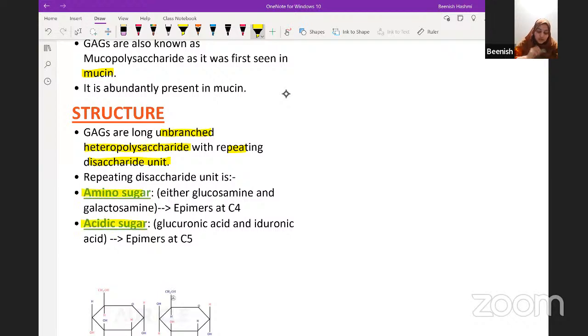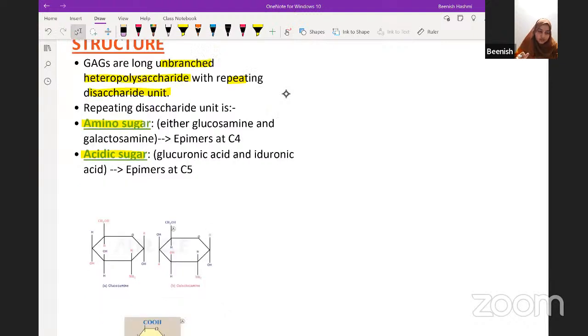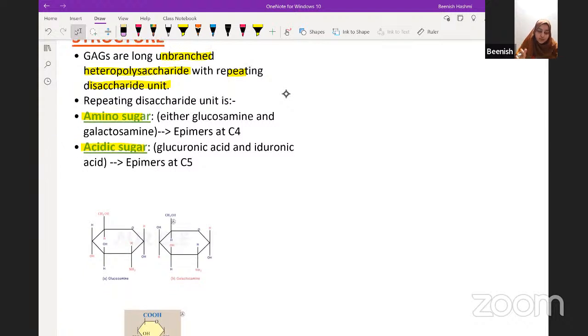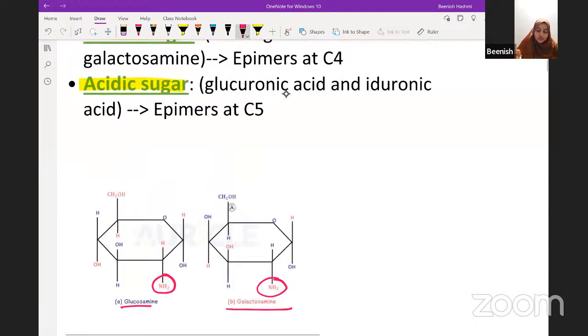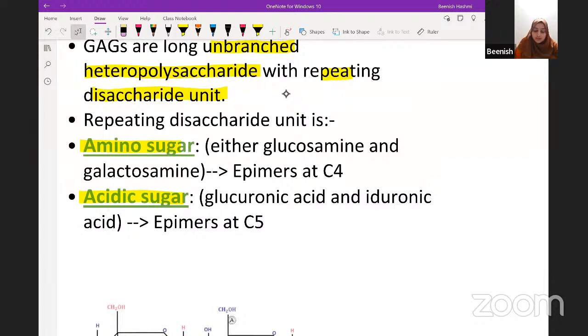What is an amino sugar? In amino sugar, as you can see here, it is formed by replacing the hydroxyl at carbon 2 with an amino group. You can see this is glucosamine and galactosamine. So in glucosamine, in glucose, the hydroxyl at carbon 2 has been replaced with amino group. And in galactosamine, the hydroxyl at carbon 2 has also been replaced with amino. So these are amino sugars. So what are the two amino sugars that are present in GAGs? That is glucosamine and galactosamine.